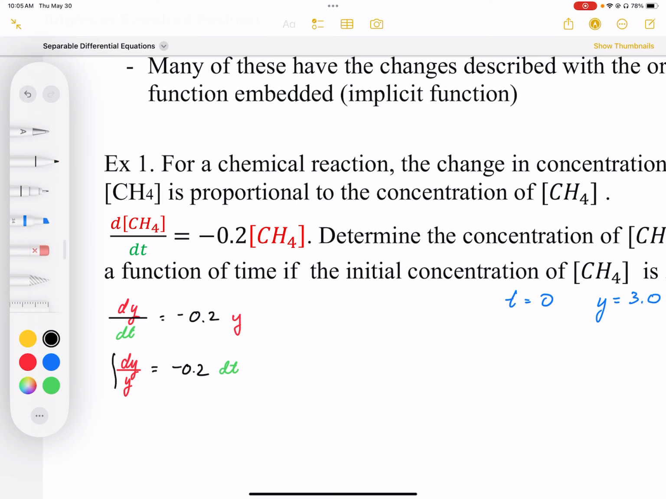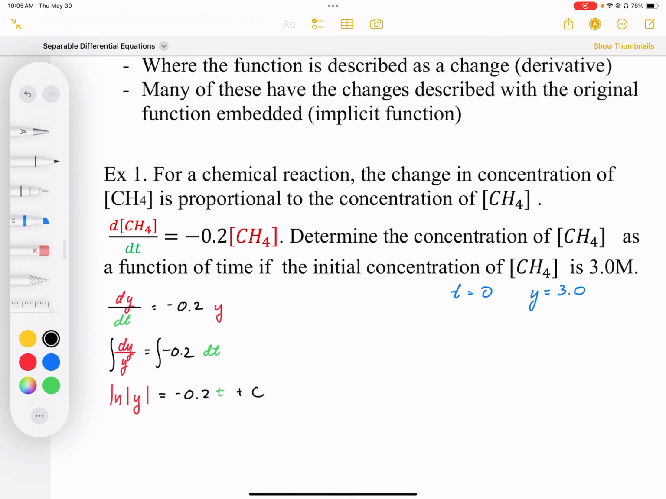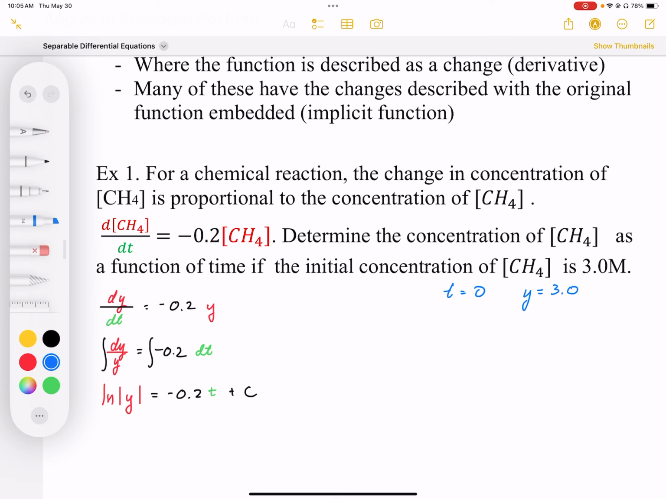I'm going to now integrate both sides, and I'm going to end up with log y equal to the integral of negative 0.2, which is negative 0.2 times t, and we can't forget the plus c. We're going to have to solve for the plus c, and we have our initial condition. The initial concentration of CH4 is 3 molar. So that gives us when time is 0, y is 3.0, and we can plug that in to solve for plus c.